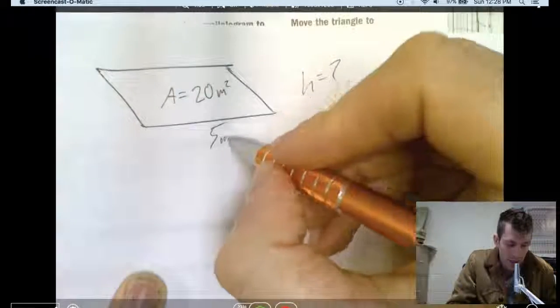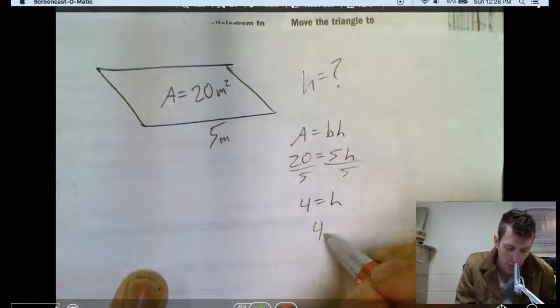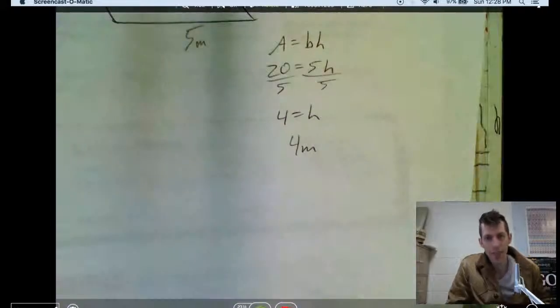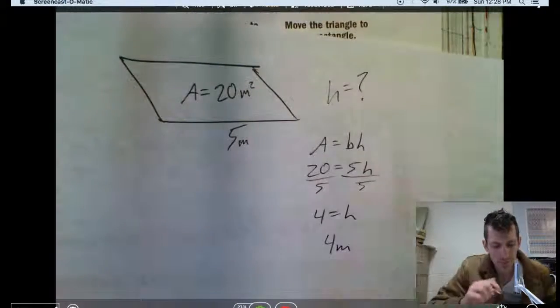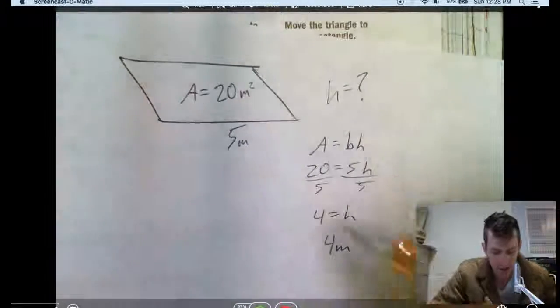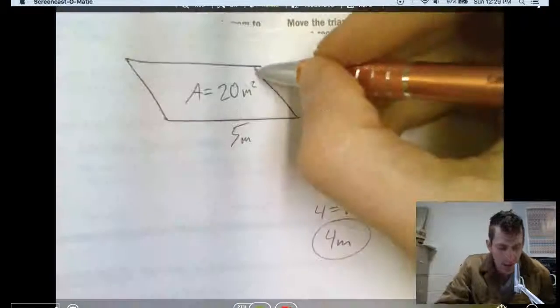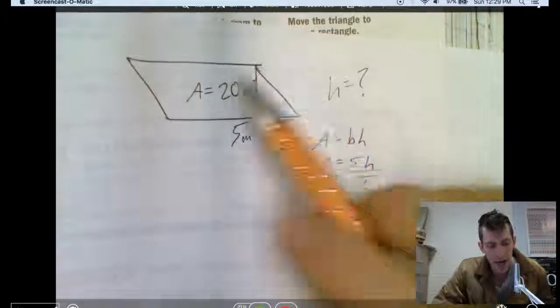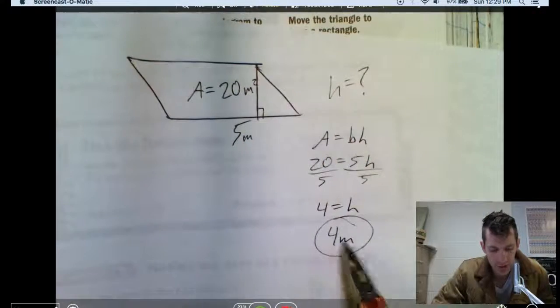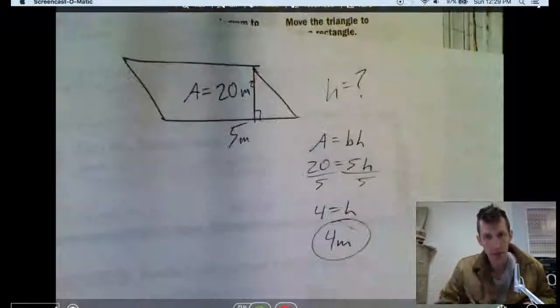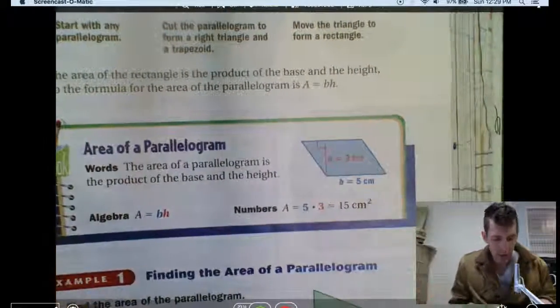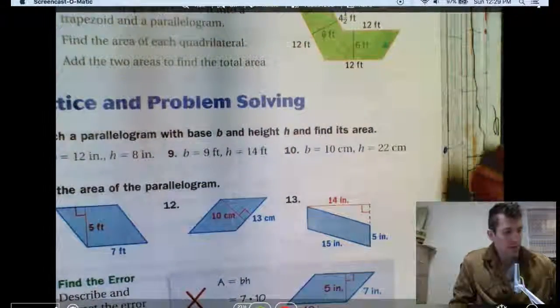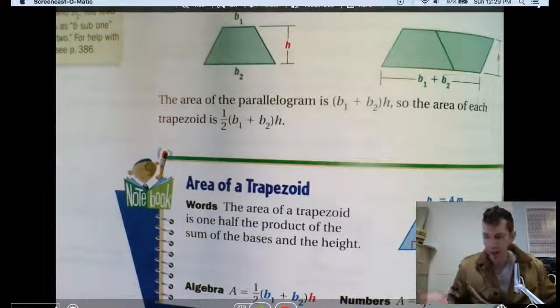4 what? Is it 4 meters or 4 meters squared? I hope you said 4 meters because this is actually just an actual length here of the height, isn't it? Area is square meters. This is just 4 normal meters. All right, so that is the area of a parallelogram. Let's get on with the next guy.